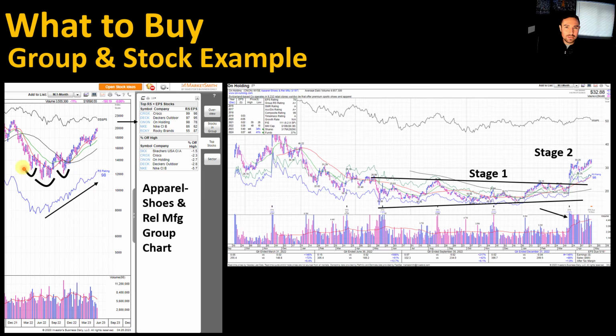What do you notice the bottoming pattern is here? And you'll recognize this as we go along and you start to learn about head and shoulders tops and bottoms. What do you notice? Left shoulder, head, right shoulder, and it's in a powerful stage 2 uptrend. And take a look at this RS line here, really powerful.